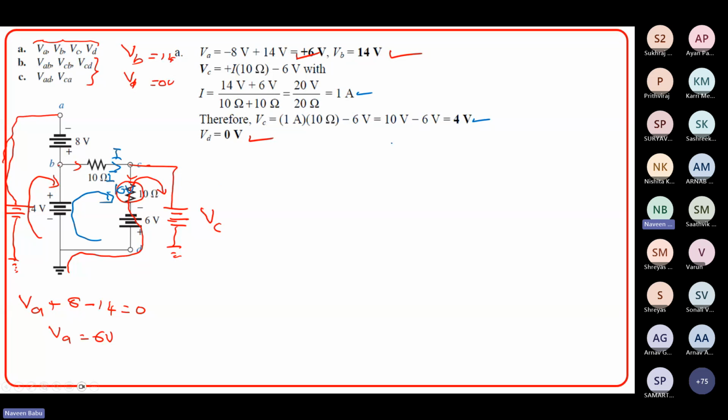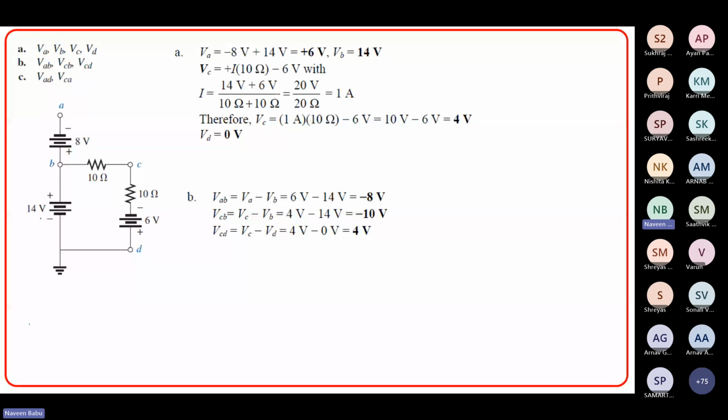So this way, you can determine the individual voltages. Now, once you know VA, VB, VC, and VD, all the other parameters are straightforward. VAB is VA minus VB, VCB is VC minus VB, VCD is VC minus VD, and so on. Similarly, VAD and VCA are nothing but VA minus VD and VC minus VA. So once you know these 4 voltages, you can easily determine these 2 voltages.